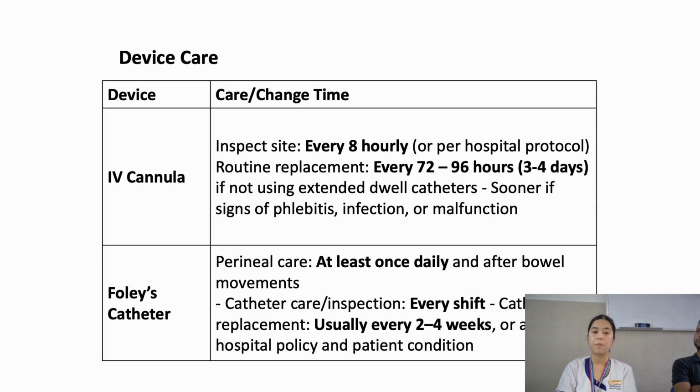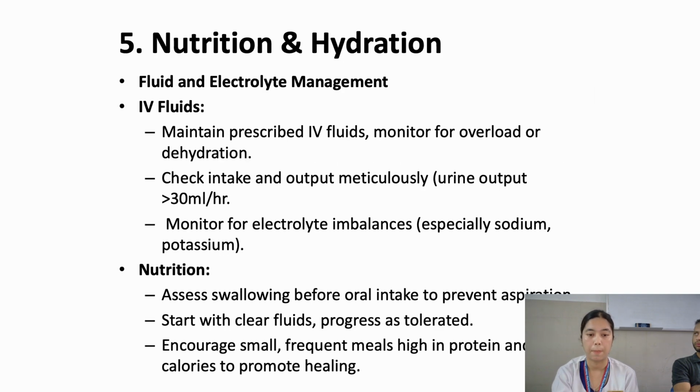IV cannula, as per the CDC guideline, inspect the site every 8 hours, and every 72 to 96 hours, which is 3 to 4 days, routine replacement of the IV cannula should be done to prevent infection. If there are signs of phlebitis, infection, or malfunction, it should be changed sooner. Foley's catheter, perineal care should be done at least once daily and after bowel movement, and catheter care every shift, and usually every 2 to 4 weeks it is changed as per the hospital policy.